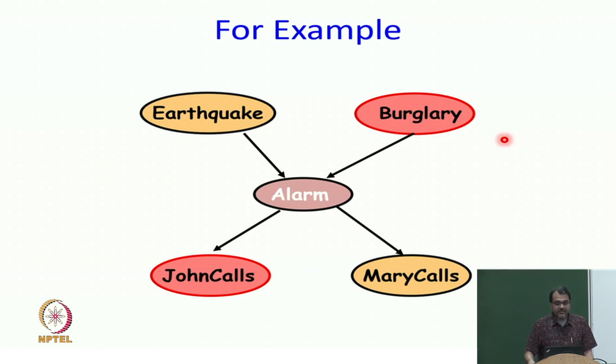Another way of saying this is, given my parents, I am conditionally independent of all non-descendants. So, which node should I apply this to? John calls. Let us apply this at John calls. What are the parents of John calls? Alarm. Given my parents, that means given alarm, I am conditionally independent of all non-descendants. What are the descendants of John calls? Nothing. So, it is conditionally independent of all nodes given the parent. However you see it, that is fine.